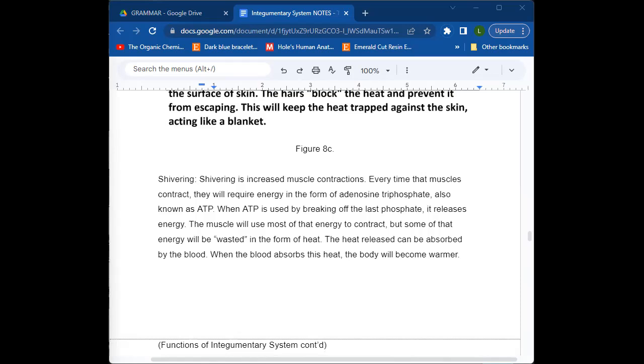Okay, now let's take a look at shivering. So shivering is supposed to be increased muscle contractions. And so every time that muscles contract, they're going to need energy in the form of ATP. And so the ATP is going to be used by breaking off the last phosphate bond.